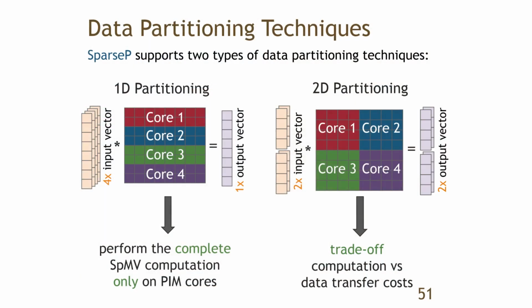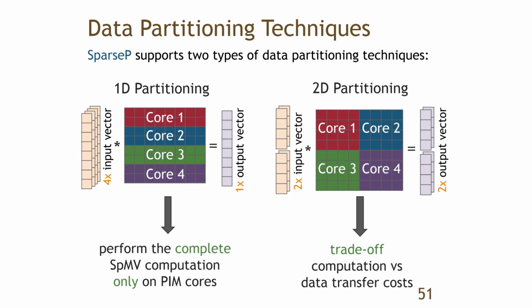Okay, so as I said earlier, we have explored different data partitioning techniques, 1D partitioning and 2D partitioning. For example, in 1D partitioning, we perform the complete SpMV computation only on the PIM cores. That's nice because we won't have to merge results in the host, but that also means that we need to transfer more data between the CPU and the DPUs.